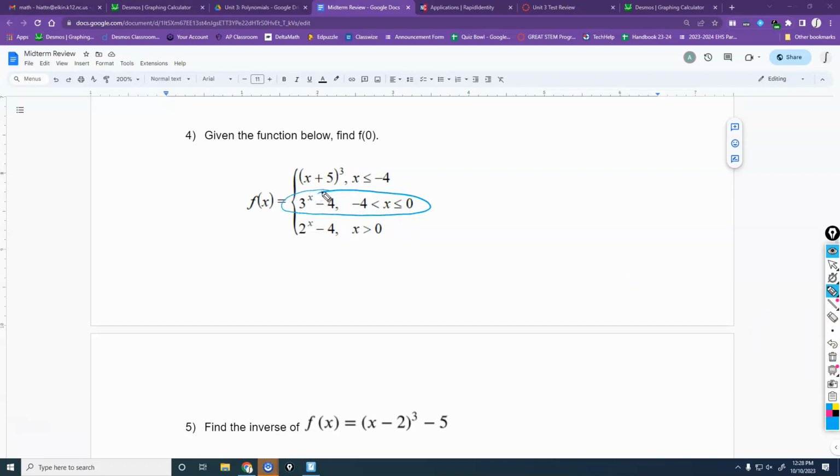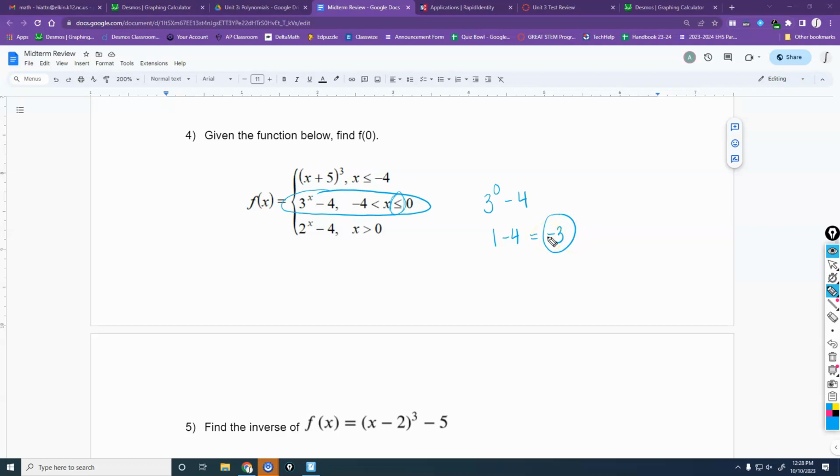Okay, so that middle one right there, we are choosing that one because 0 is a cutoff point, right? 0 is actually for the middle and the bottom one, but the or equals to sign is up here, so we're going to use that one. And we're just plugging 0 in, so it's going to be 3 to the 0 power minus 4. And 3 to the 0 power is 1. 1 minus 4 is negative 3. So negative 3 would be our answer for that.